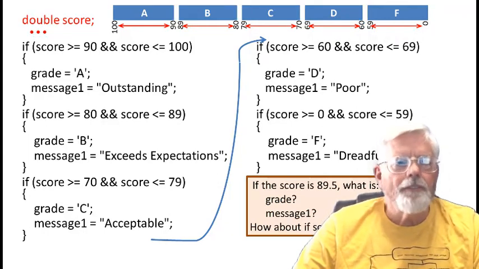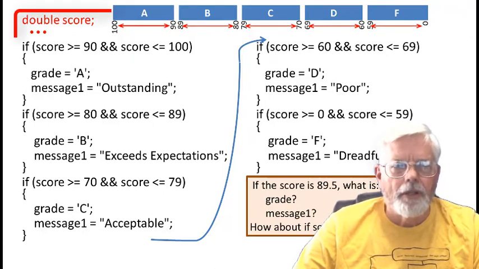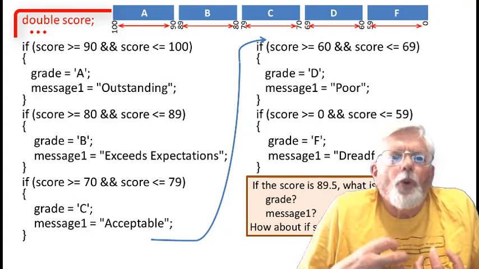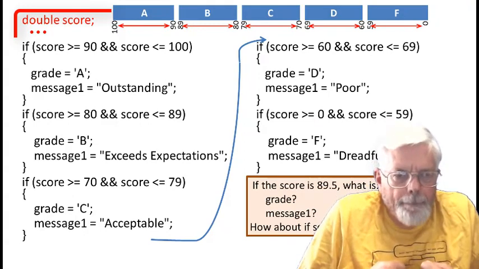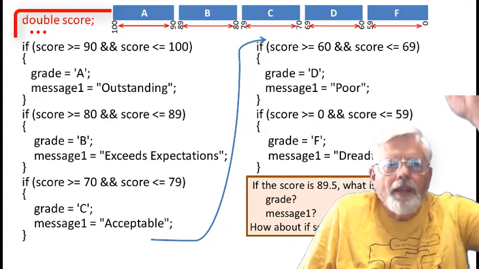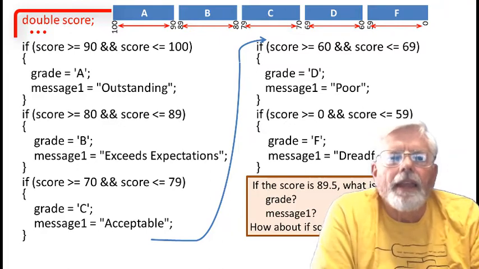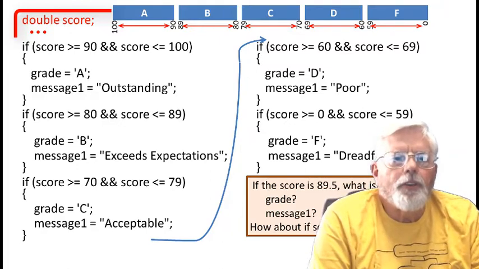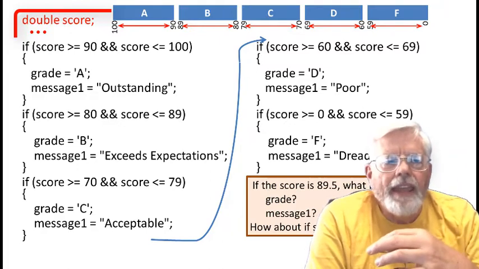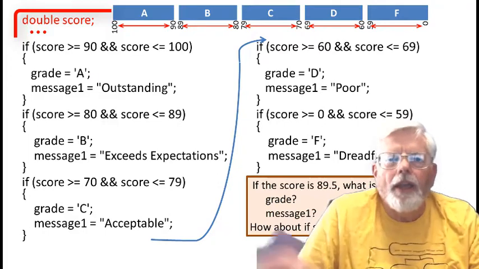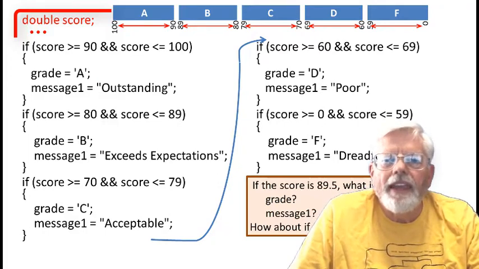Now, instead of using an integer, I'm going to use a double. With integers, my score has to be a whole number. But with a double, when I'm reading the score, I can read in like 85.2 or 78.9. Okay, how about if the score is 89.5?